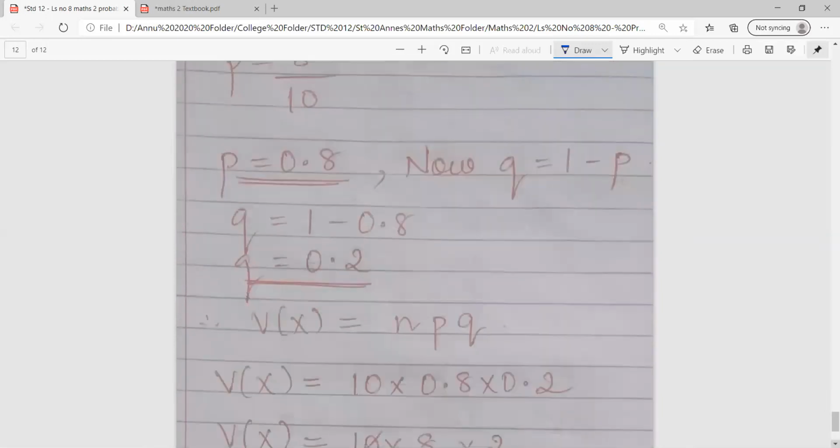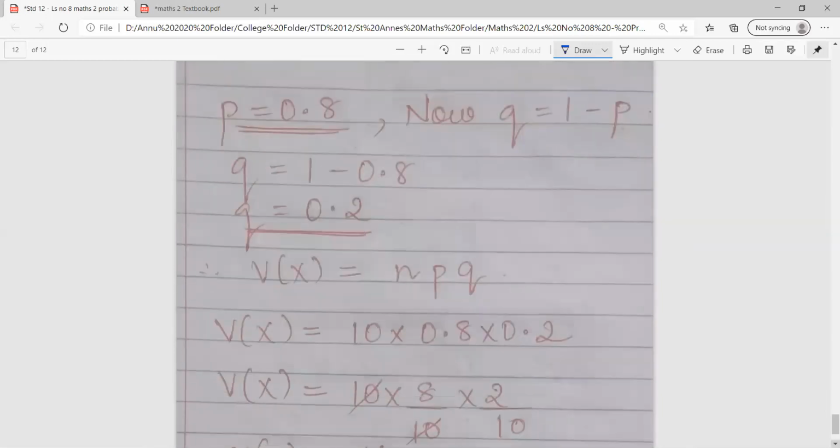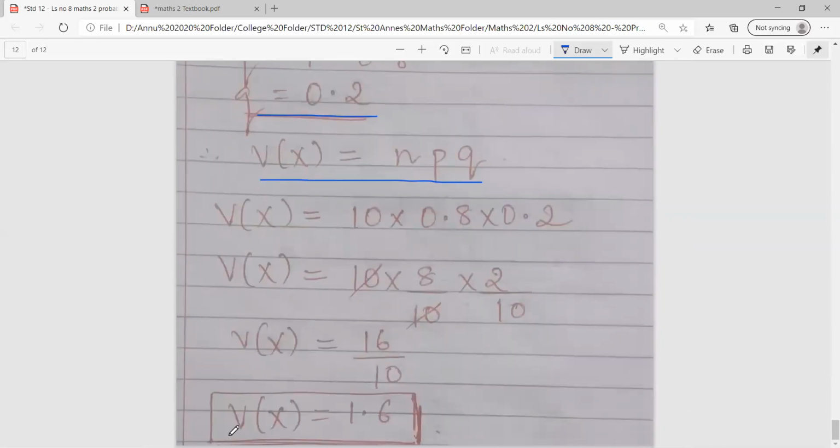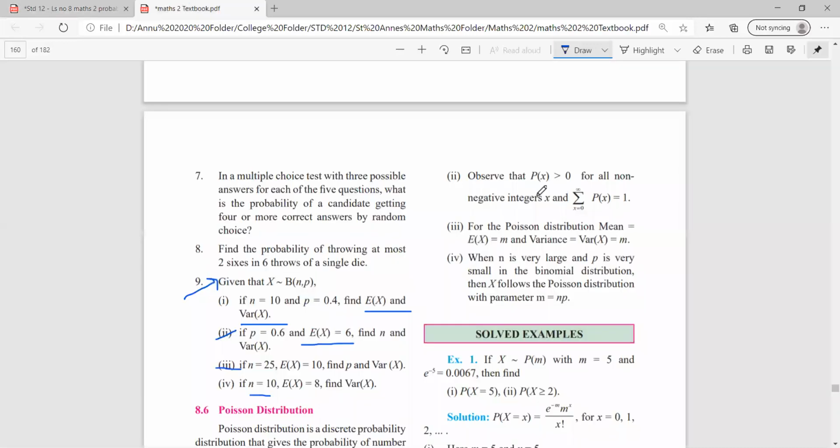Now you know the value of P, so we can find the value of Q, 1 minus P. So you get the value of Q as 0.2. Now you can put the formula variance of X is equal to N into P into Q. Then putting all the values and on removing the decimal, you finally get the answer of V of X to be 1.6.